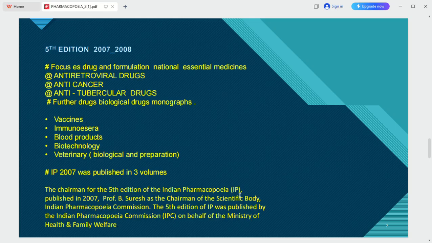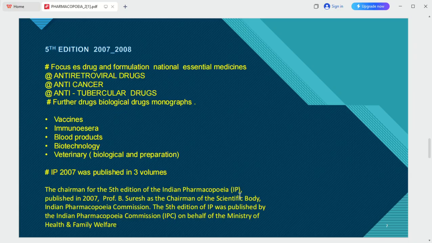See the next one, the fifth edition. The year of publication is 2007, and the addendum was released in 2008. It focuses on those drugs and formulations that cover the national healthcare programs and the national essential medicines.